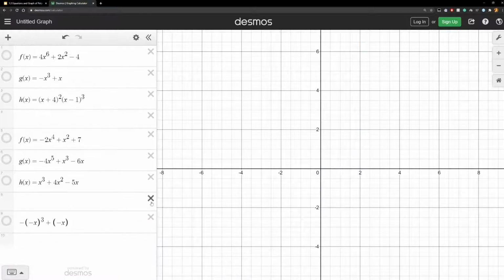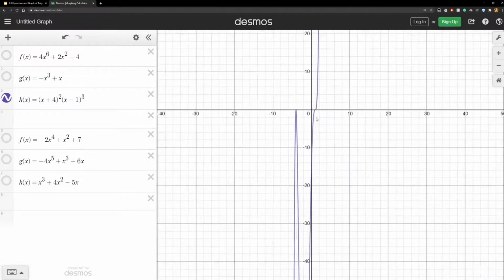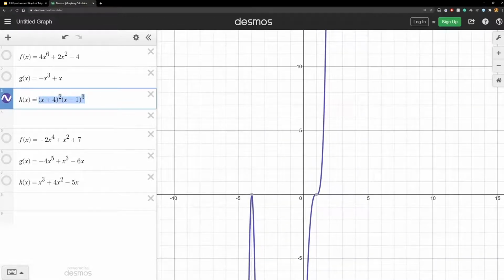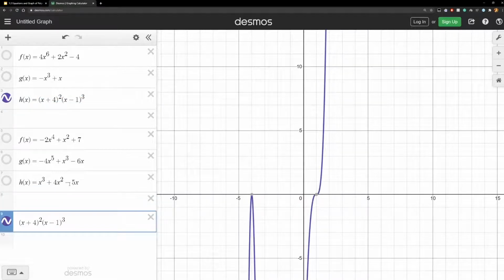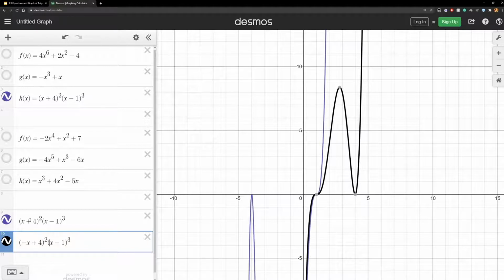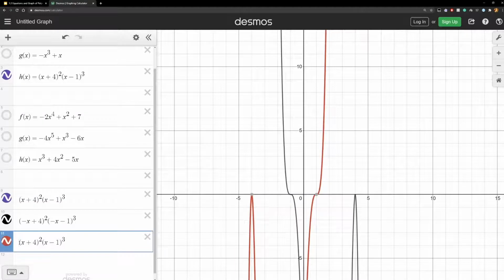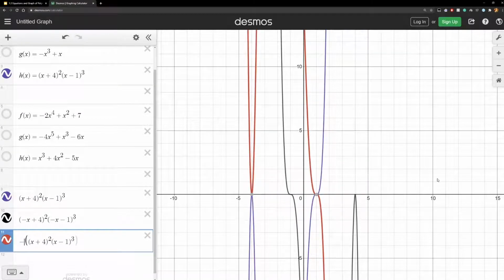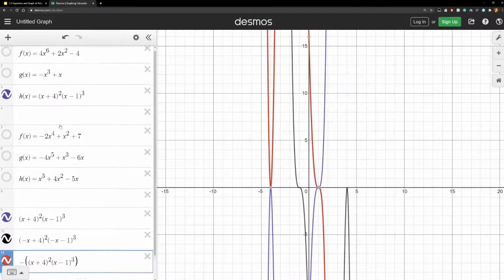Let's continue onward. We have h of x, which looks like this. It's a really big one, so you could tell. So let's zoom back in. We could see that it has a square and then a cube, but we should still try both of the tests. So the first one, this is f of x. Then we have f of negative x. And then negative f of x. We see that all three of them are different, therefore this function is neither.